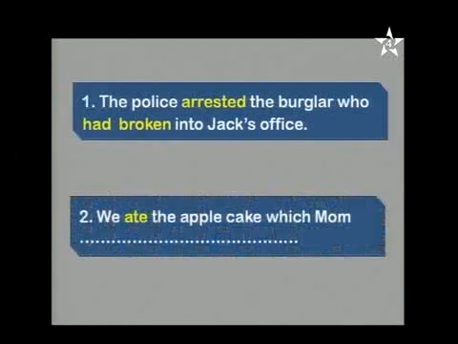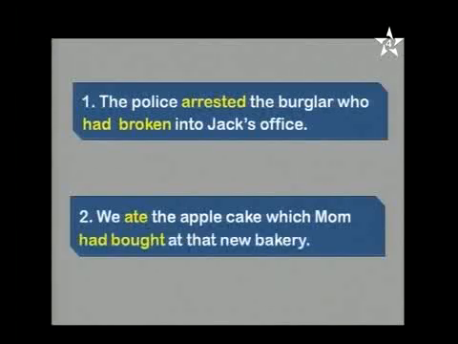Okay, so you do the same thing with number 2. We ate the apple cake. Which mom? What did mom do? She had made it. She had bought it. She had bought it at that new bakery, for example. So we ate the apple cake which mom had bought at that new bakery.